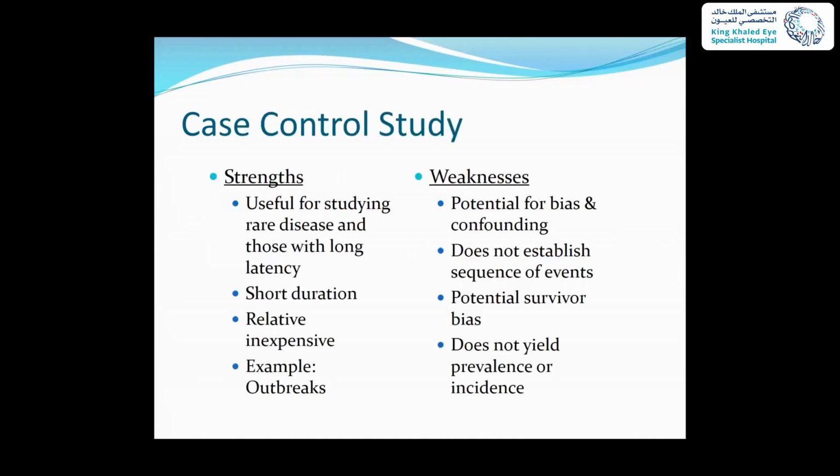The weakness of case control study: there is a potential for bias and confounding, especially recall bias and survivor bias. It does not establish the sequence of events, and does not yield the incidence, but rather the odds ratio, which is the substitute of the incidence. The strengths: inexpensive, short duration, and very useful for studying rare diseases and those with long latency.